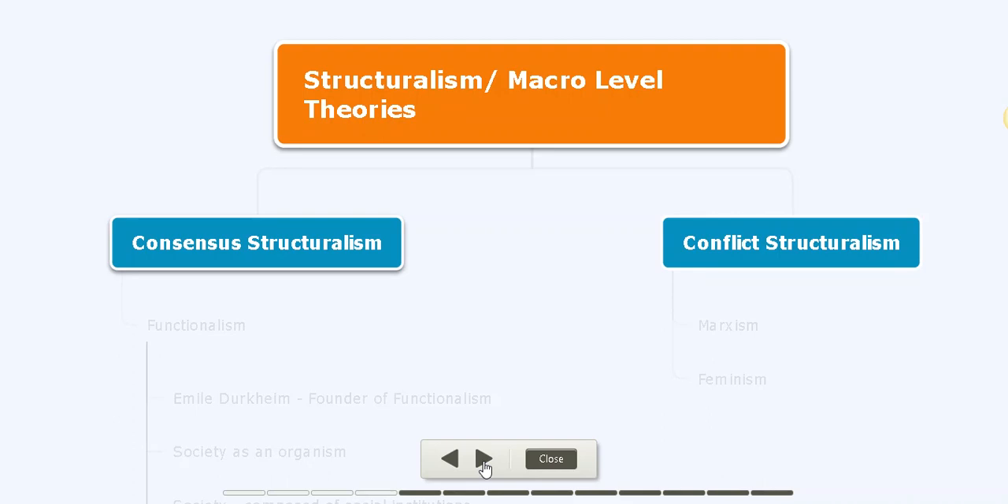When talking about consensus structuralism, it is about how social order is maintained in the society, since everybody agrees on social norms and values, as well as people work together to maintain society. On the other hand, conflict structuralism argues that groups in the society are always fighting with each other.